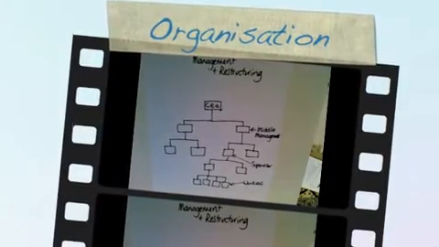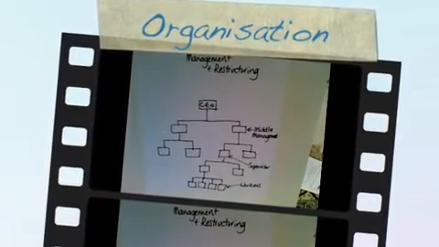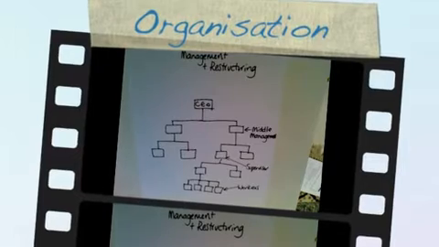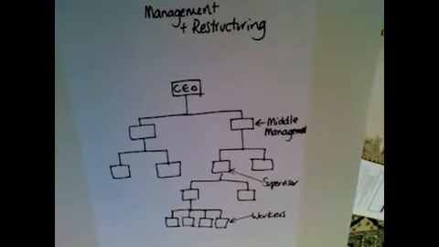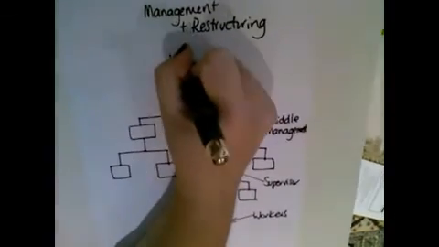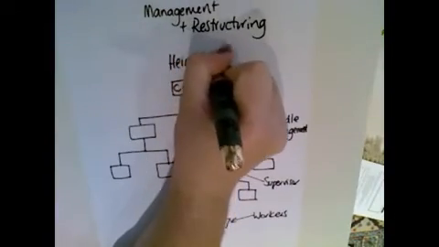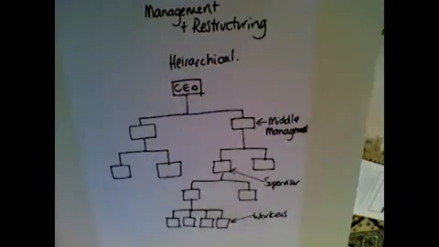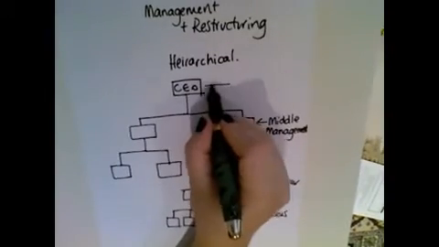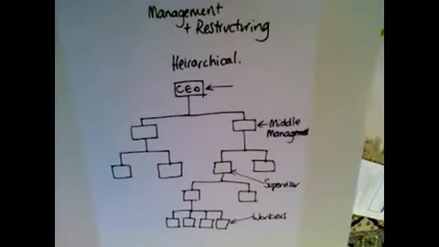In addition to looking at the structure and setup of business, it's also important to look at the organisation of that business. There's two basic strands of organisation of business. This one here is called hierarchical, and what that means is that it's a tree-like structure where you have a chief executive officer at the top.